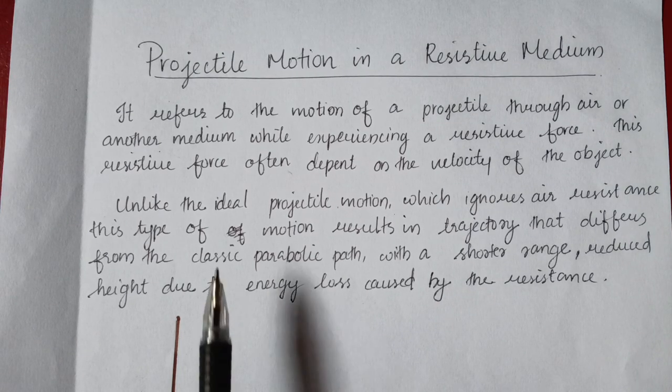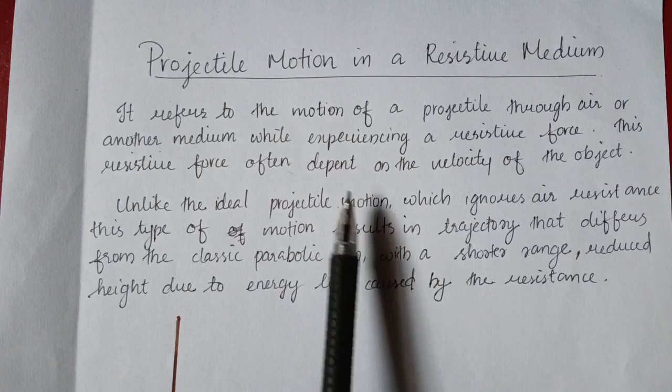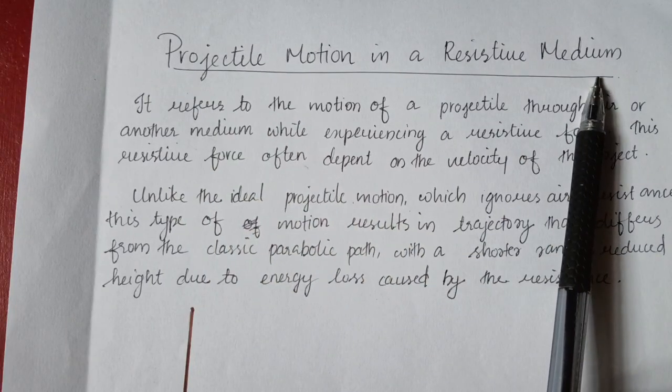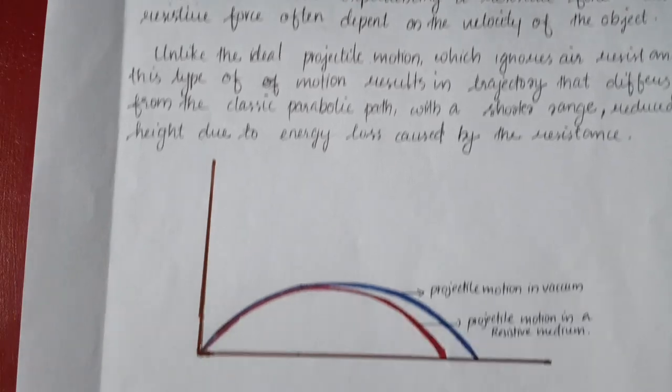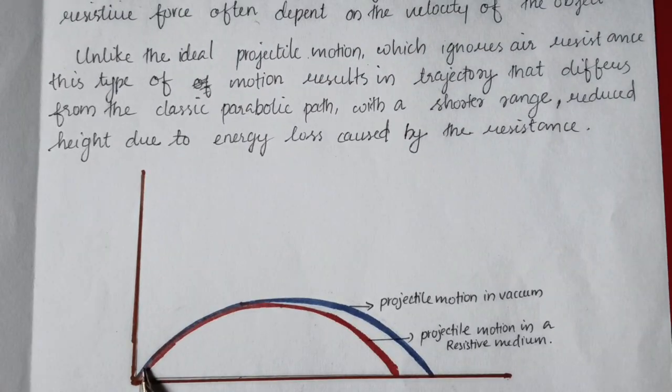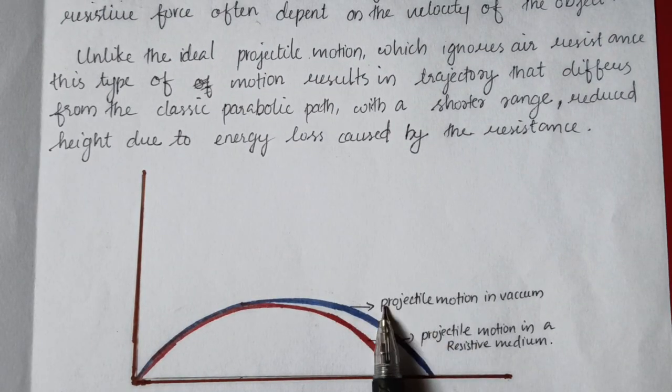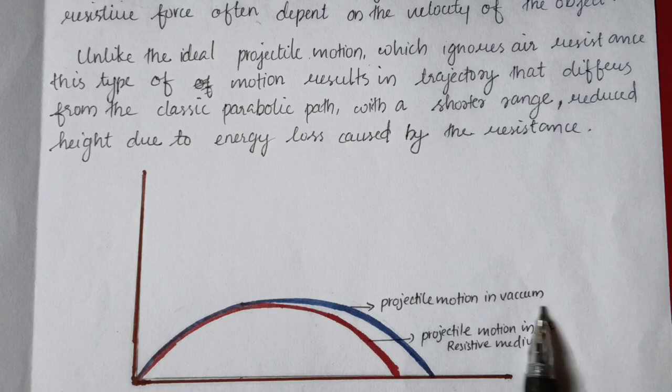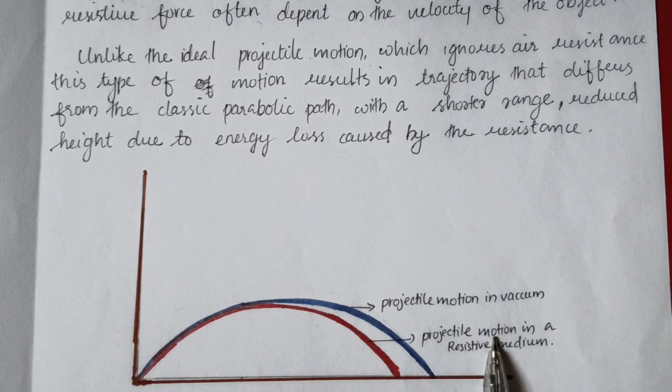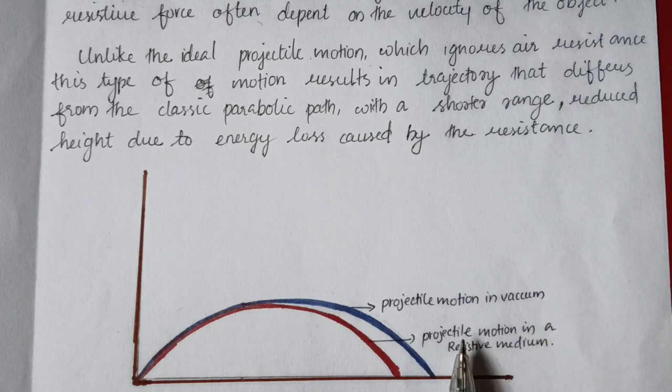Let's see the difference between an ideal projectile motion and a projectile motion under a resistive medium through a graph. Here, the blue line represents the projectile motion in vacuum and the red line represents the projectile motion in a resistive medium. Here we can see the range difference and a small height difference. Compared to the projectile motion in vacuum, the range and height of the projectile motion in a resistive medium is reduced.